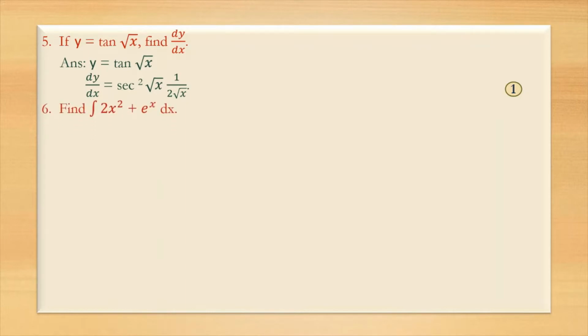Next question is like this. Find the integration of 2x square plus e to the power of x with respect to x. Integration of 2x square is 2 into x cubed by 3 plus integration of e to the power of x, which is e to the power of x, plus constant.